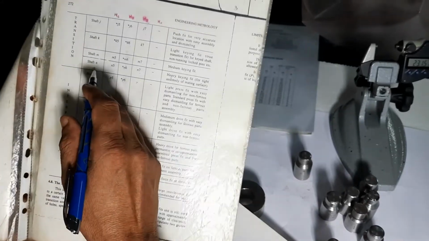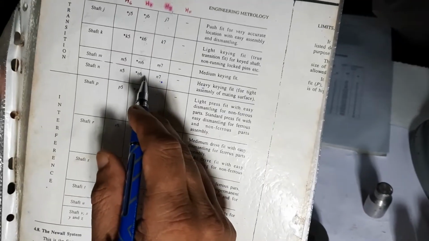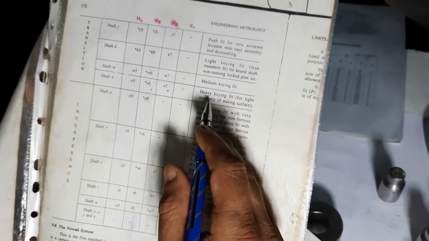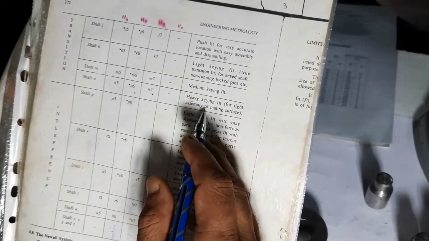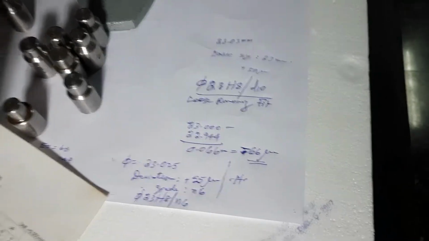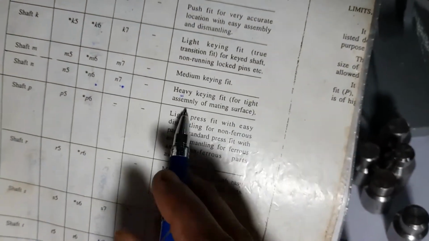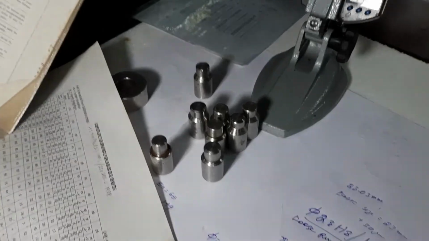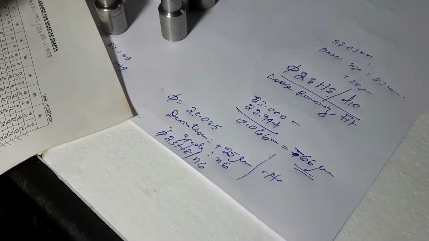So here our shaft N6 with an H8 hole, okay. Heavy keying fit. This is tight assembly for mating surfaces. The remark is heavy keying fit. I can read here heavy keying fit for tight assembly of mating surfaces. This is the type of fit for N6 and an H8 hole.